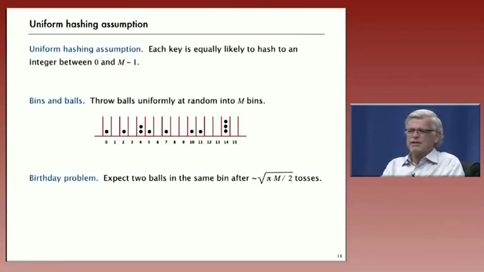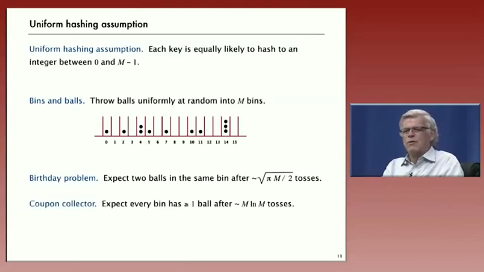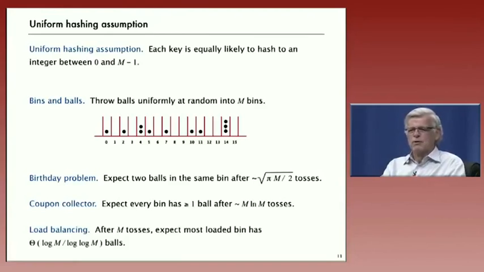And the answer to that is it's about square root of pi m over 2. When do all the bins fill up? Well, that's called the coupon collector problem. After about m natural log m tosses, every bin has at least 1 ball. And those are just examples of classic results from combinatorial analysis that help us understand what happens when we do this, which is what we're doing with hashing. And we'll look at more advanced versions of these problems when we want to study hashing.